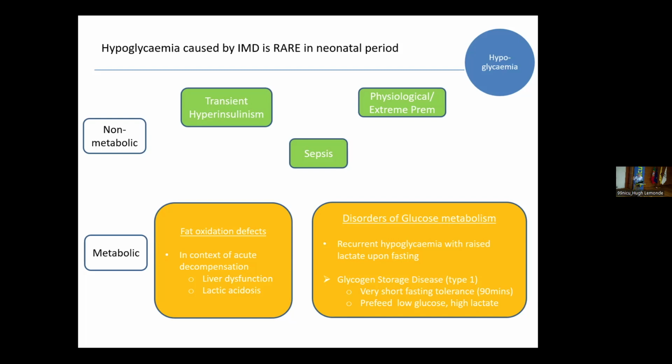So these children will typically be well. If they're 3 hourly fed, they'll be dropping their blood sugars before a feed. And importantly, they will have high lactates when their blood sugar drops. So if you do a post-feed blood glucose and lactate, it's relatively normal. A pre-feed will have low glucose and high lactate. So especially if you're considering hyperinsulinism, if it's recurrent, then make sure you do a pre-feed lactate. Because if it's high, you might actually be dealing with one of these disorders.